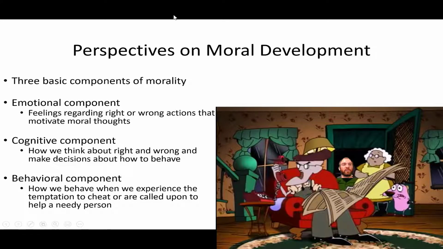Moving on to morality. There are hypothesized to be three basic components of morality. Emotional component: feelings regarding right or wrong actions that motivate moral thoughts. A cognitive component: how we think about right and wrong and make decisions about how we behave. And a behavioral component: how we behave when we experience the temptation to cheat or are called upon to help a needy person. So broadly speaking, the idea here is how we feel, how we think, how we act.